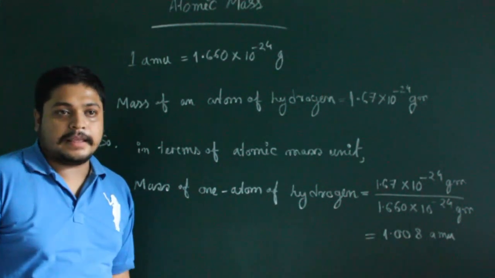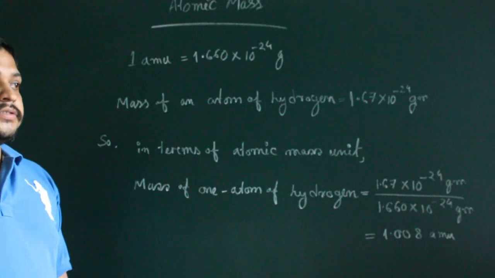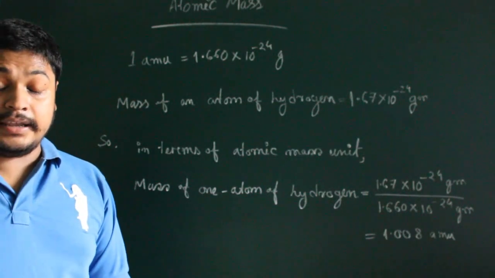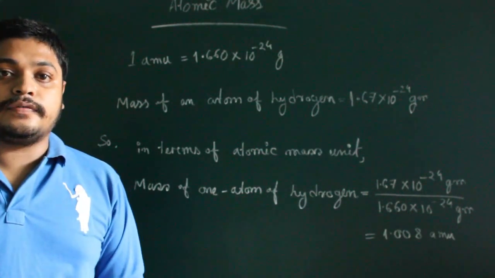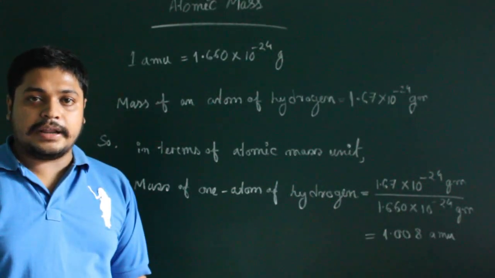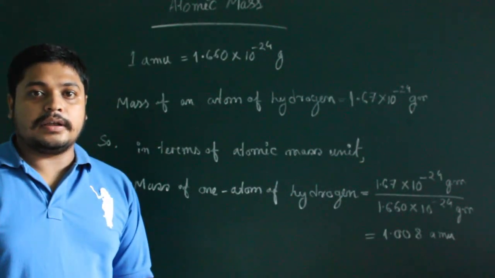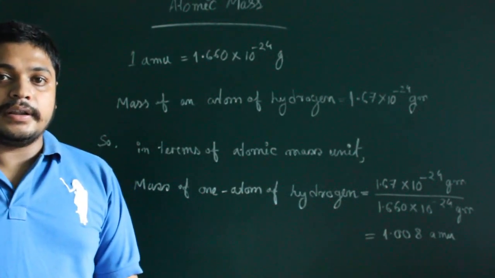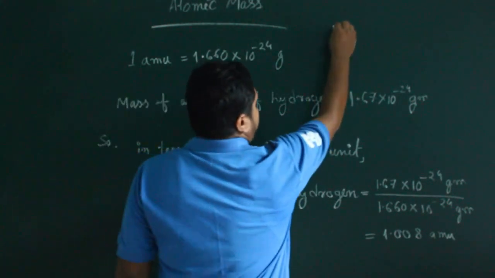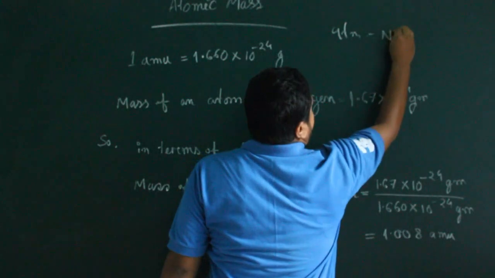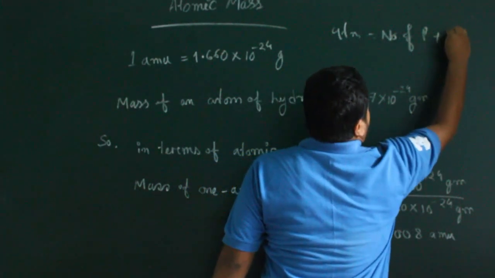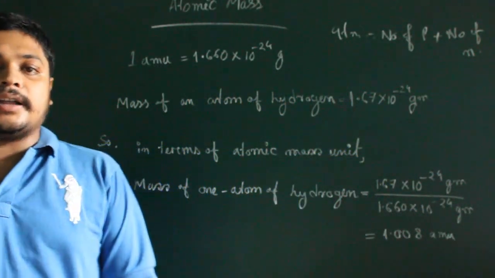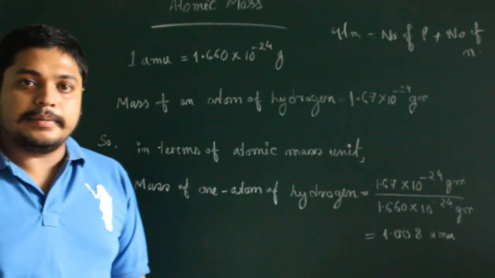So generally the atomic mass is the mass contained in the nucleus of an atom. We know that the nucleus has two types of particles, proton and neutron. So the mass of protons and neutrons together is the atomic mass of an atom. So atomic mass is equal to number of protons plus number of neutrons, and generally atomic mass is double the atomic number of an element.